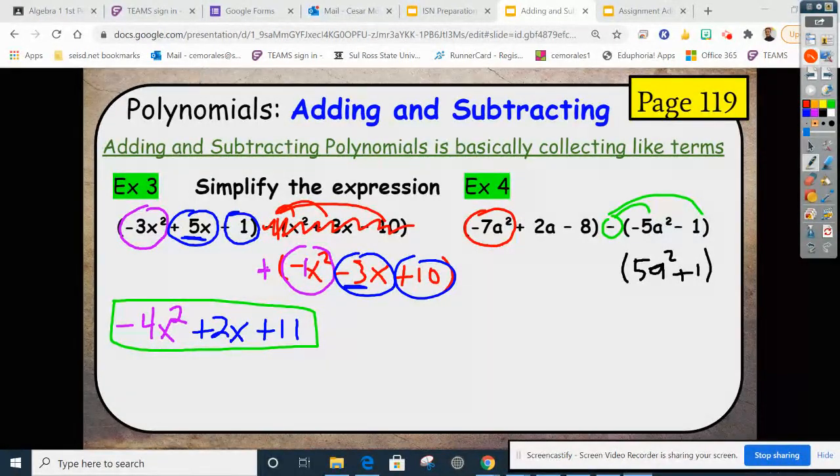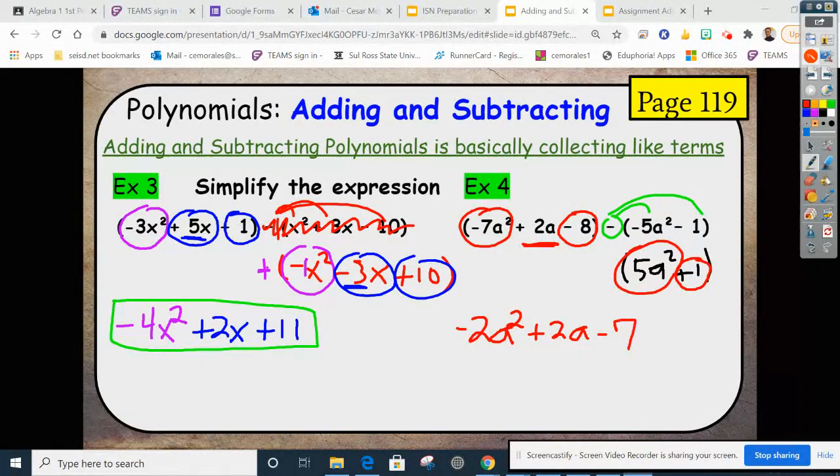Negative 2a, negative 7a squared, positive 5a squared. If you put that in the calculator, you should get a negative 2. Negative 7 plus 5 is a negative 2a squared. And then 2a, I don't see another a over here, so this is going to come down. And then the constant would be negative 8 plus 1. Negative 8 plus 1 is negative 7.